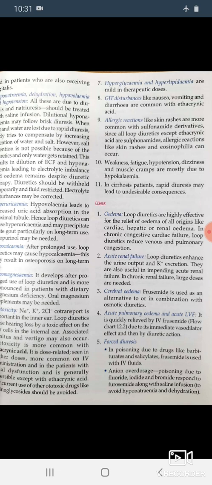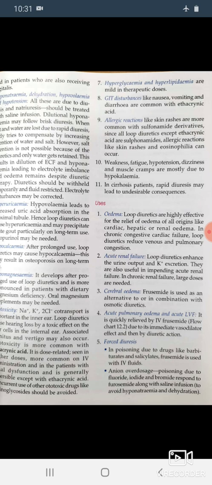Cerebral edema. In cerebral edema, furosemide can be used as an alternative to other drugs, or in combination with the osmotic diuretics. Cerebral means brain, so there is edema related to the brain tissue. Whenever CSF enters the brain tissue and there is swelling, it is known as cerebral edema. In those cases, furosemide can be used.